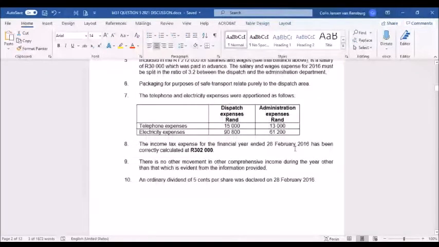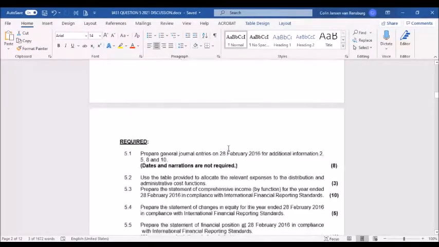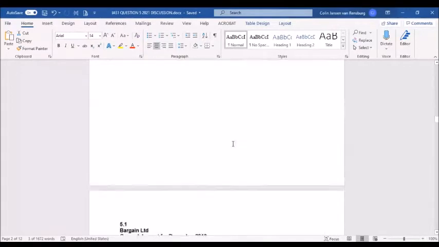But in this particular question, they provided us with that figure, an income tax expense for the financial year ended 28th of February 2016 has been correctly calculated at 302,000. Next time, you will have to calculate that figure. Okay, but here they've given it to us. They've also told us it is correct. So we've made that journal entry.